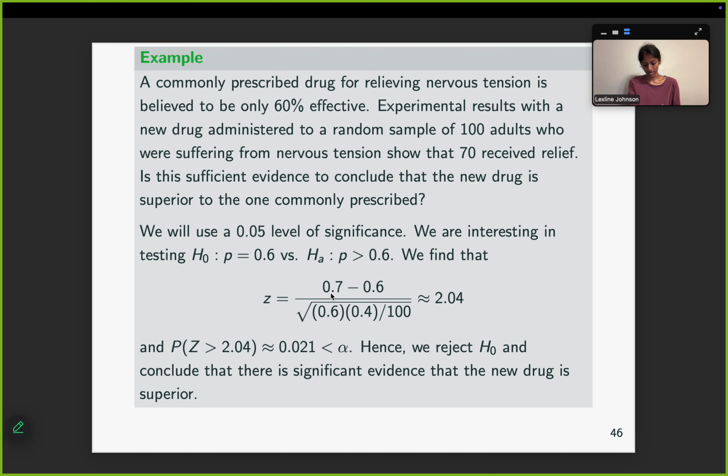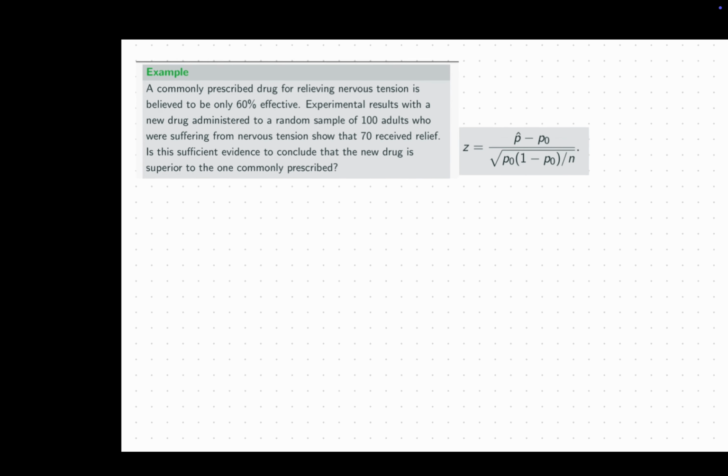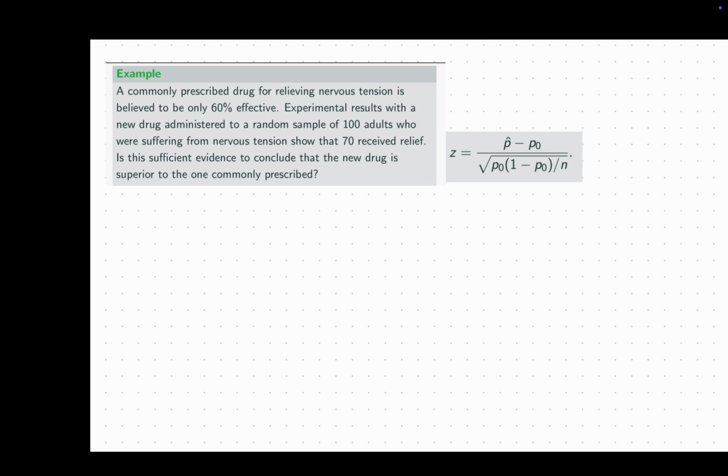Okay, so another example. A commonly prescribed drug for relieving nervous tension is believed to be only 60% effective. Experimental results with a new drug administered to a random sample of 100 adults who were suffering from nervous tension showed that 70 received relief. Is this sufficient evidence to conclude that the new drug is superior to the one commonly prescribed?